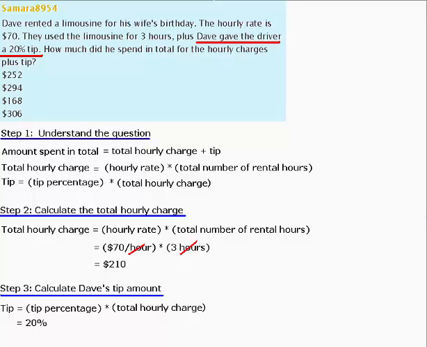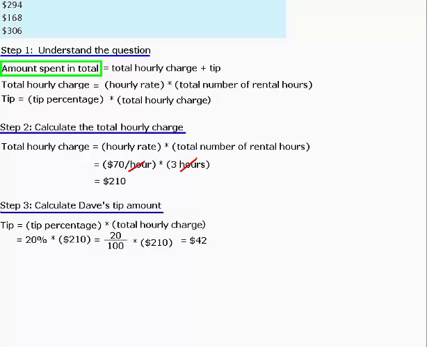So now we are to multiply the 20% by $210. Since 20% is simply another way of saying 20 divided by 100, we can rewrite this equation as 20 over 100 multiplied by 210, which is equal to $42. So now we've managed to calculate the total hourly charge and we've managed to calculate the tip. Now all that remains to be determined is the amount spent in total. And that is what we'll try to solve in step 4.